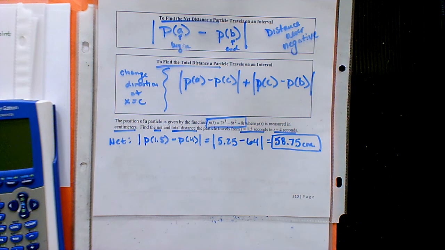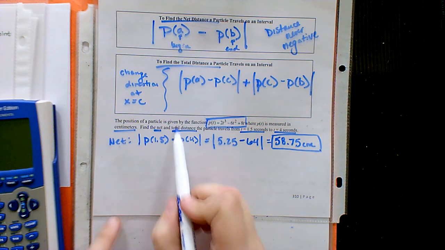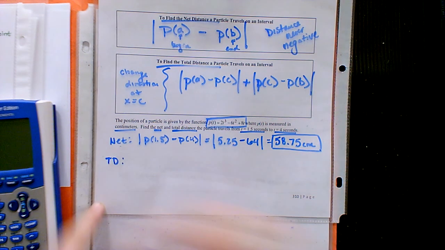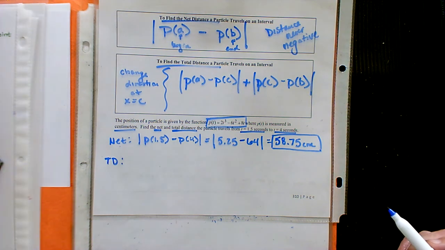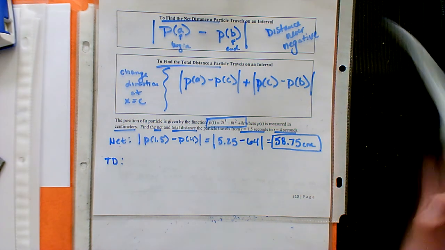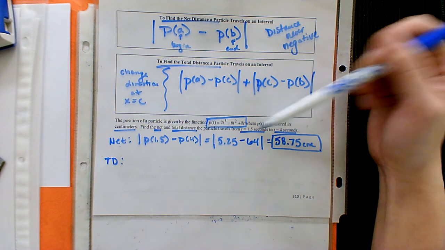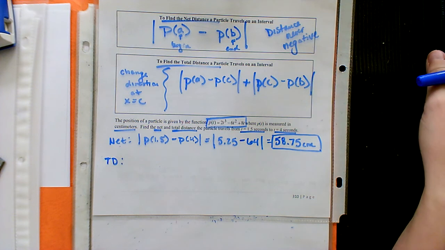Okay. So this is just what we calculated was beginning and ending. Okay, we don't really care, at least for net, if we change direction anywhere. However, for total distance, we do want to figure out if we change somewhere. So how can we figure out perhaps if we change direction at some point between 1.5 and 4?